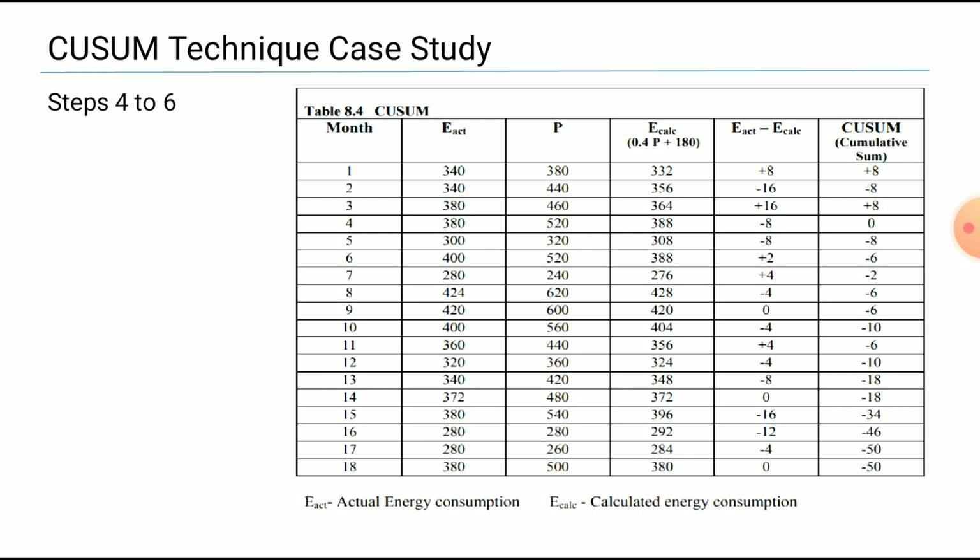Now how to calculate the Kusum value? That is very important. Initially we have taken positive 8 as the same value. Now you have to calculate this value using a diagonal pattern, that is, you calculate positive 8 minus 16, it comes to minus 8. Next step, minus 8 plus 16, it comes to plus 8. Again plus 8 minus 8, it comes to 0. Like this we have to calculate up to 18 months.